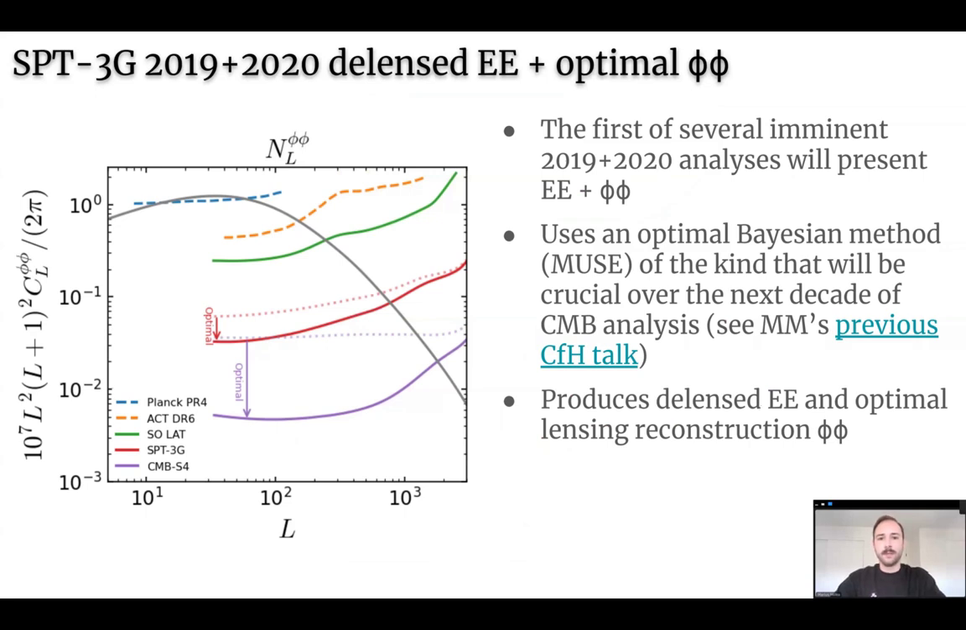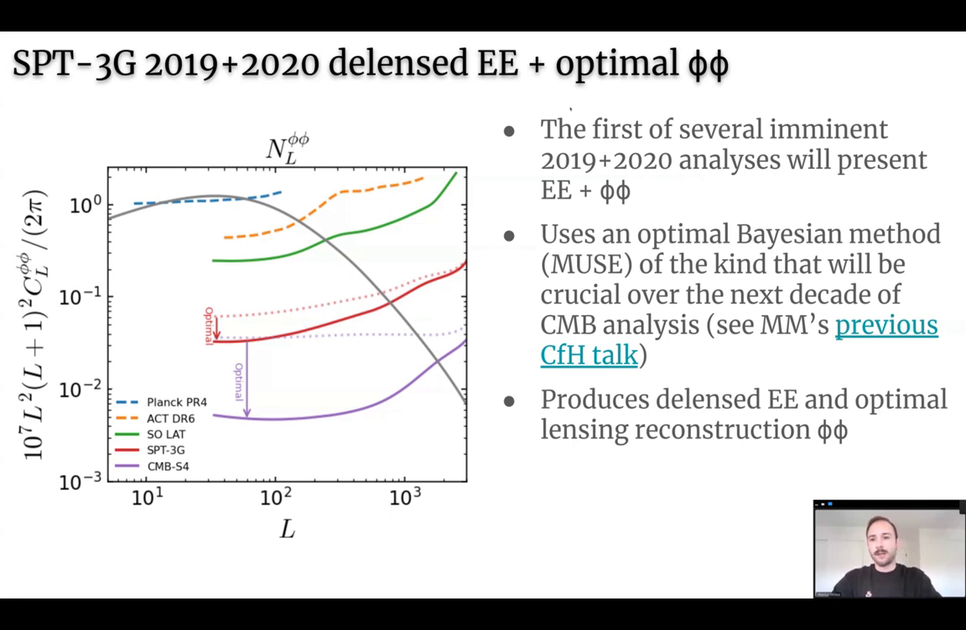So this first result that'll be coming from this 2-year analysis with this EE and phi is also special in another way, which is that it uses a method for doing the analysis, this optimal Bayesian method called MUSE, that's important now and will be crucial over the next decade of CMB observations. The reason for that is because it just gets better reconstructions, it gets lower noise.